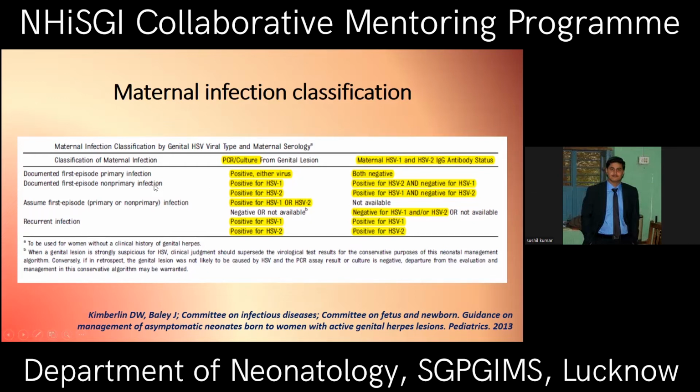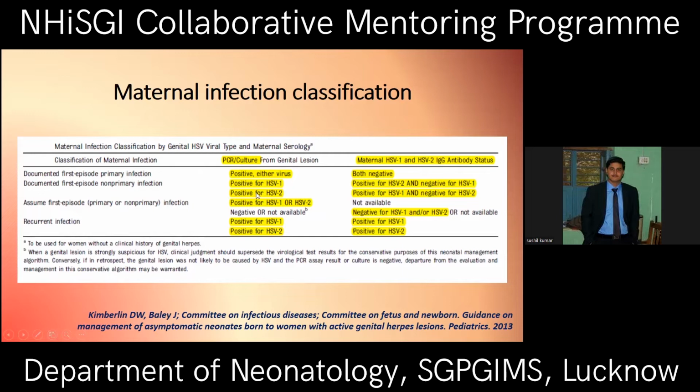Non-primary infection, in the sense, the mother has already been affected with HSV in the past, but not with the same serotype. So if your PCR or culture from the genital lesion is positive for one category of HSV, and maternal antibodies are negative for the same HSV, but positive for the other type of HSV, this constitutes our non-primary HSV infection.